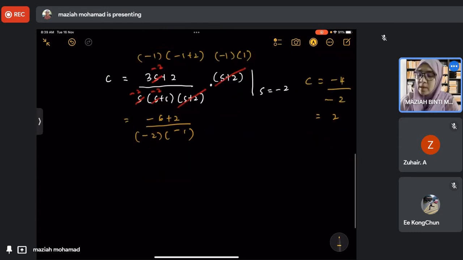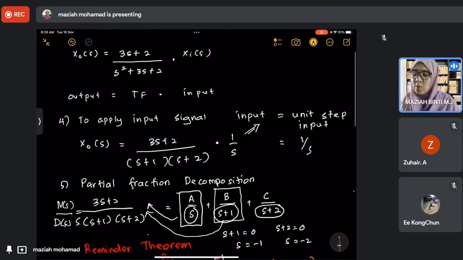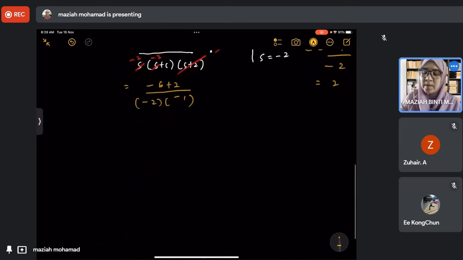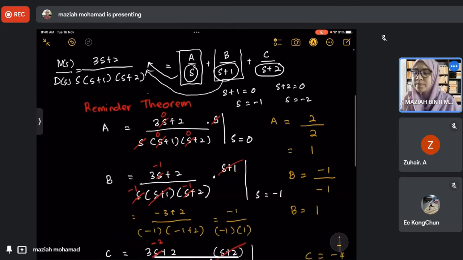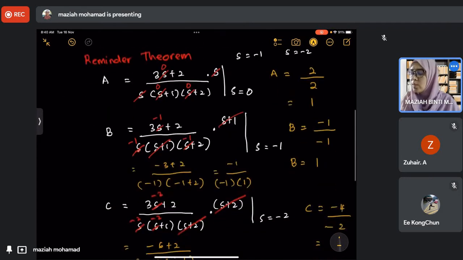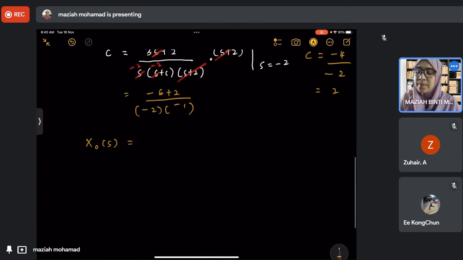Therefore, our partial fraction will become, so now we're going to write X naught S is equal to 1 over S plus 1 over S plus 1 plus 2 over S plus 2.